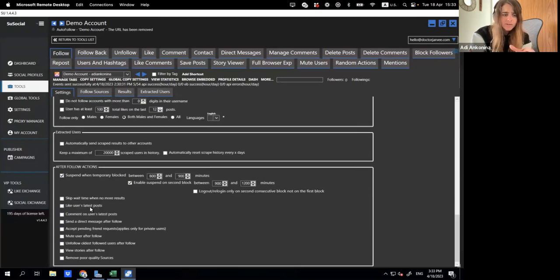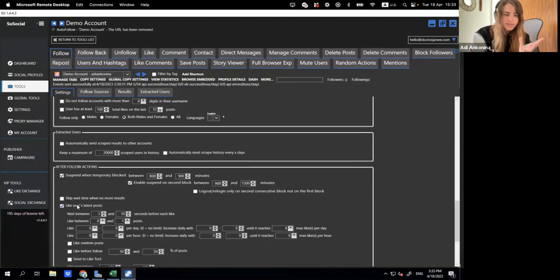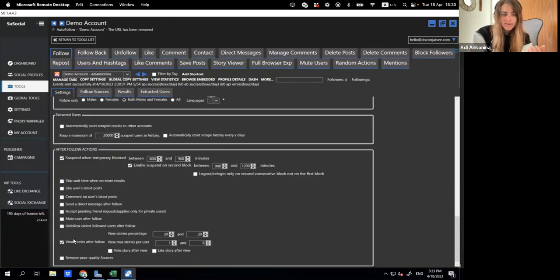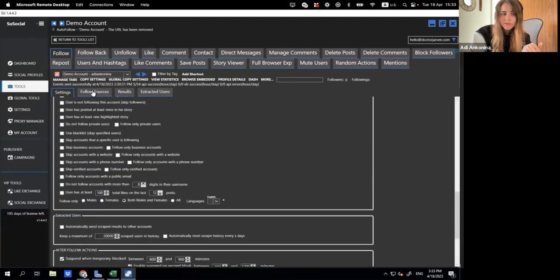As for actions after follow, you can use view stories, you can use likes, you can do all of this kind of stuff. We don't really use it that much. We just focus on the follow and unfollow, and we can see very good results.